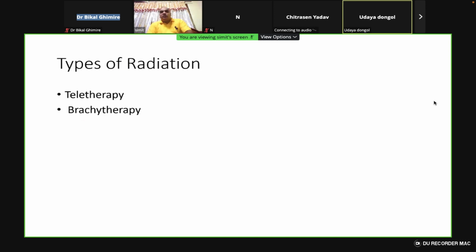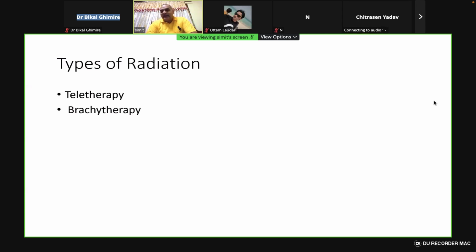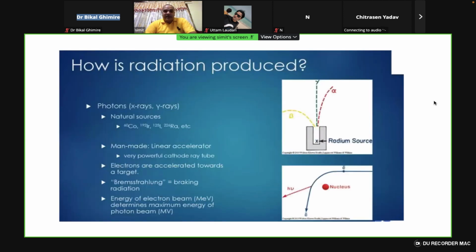So now coming to the types of radiation which are commonly used. It's basically divided into teletherapy and brachytherapy. Tele, as the name suggests, is given from outside. And so, how is radiation produced?